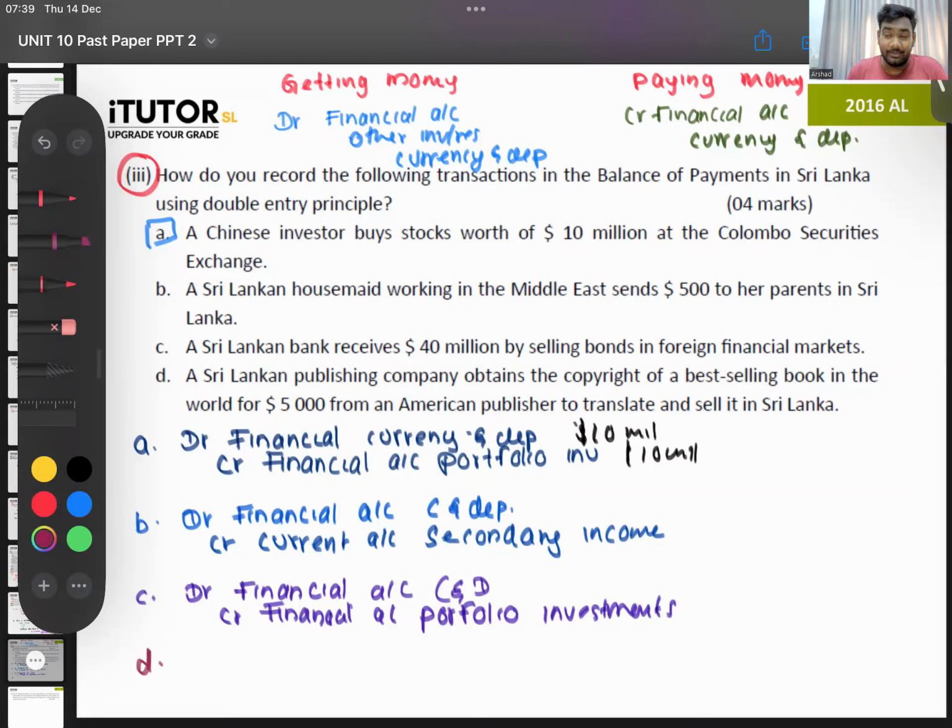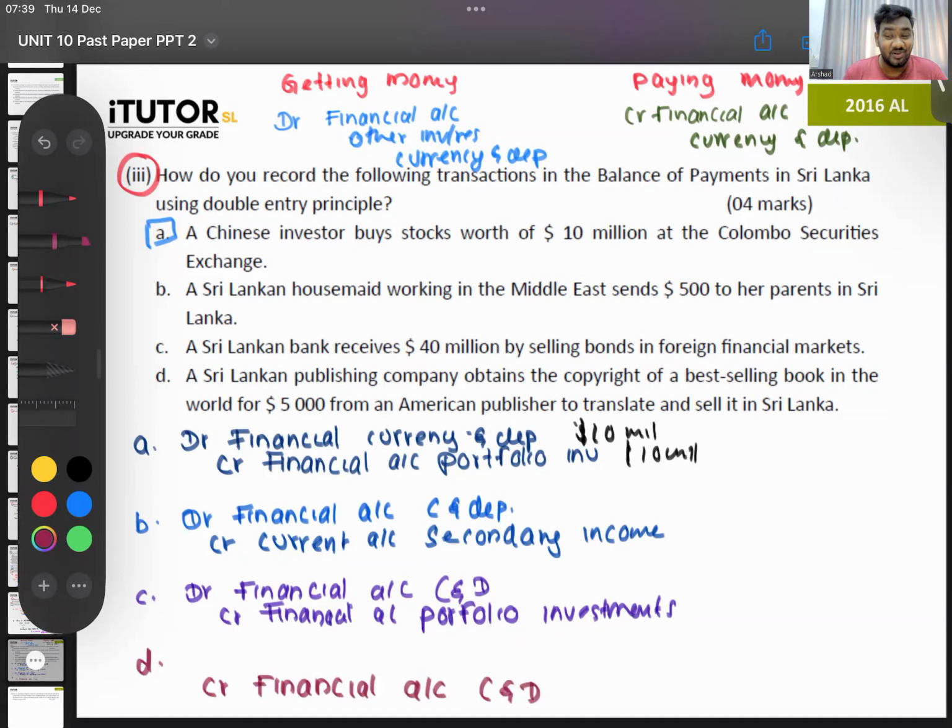We are obtaining a copyright to translate a book. So we are paying money. Then what has to be the double entry? Credit financial account, currency and deposit. Now think and tell me, where does copyrights go under?